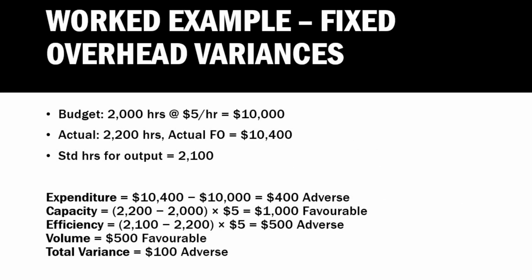Here is an example. Budgeted hours were 2,000 at $5 per hour, giving $10,000. Actual hours were 2,200. Standard hours for output were 2,100. Actual overhead was $10,400. Expenditure variance equals $400 adverse. Capacity variance equals $1,000 favorable. Efficiency variance equals $500 adverse. Therefore, volume variance equals $500 favorable, and the total variance equals $100 adverse.